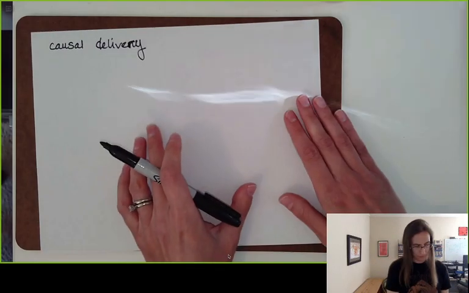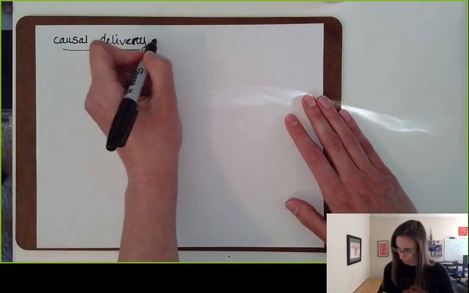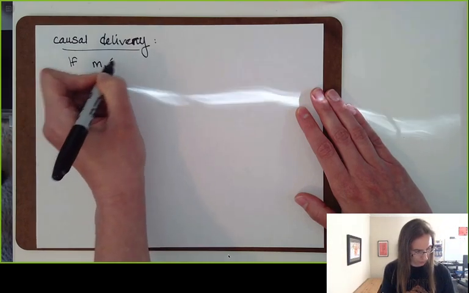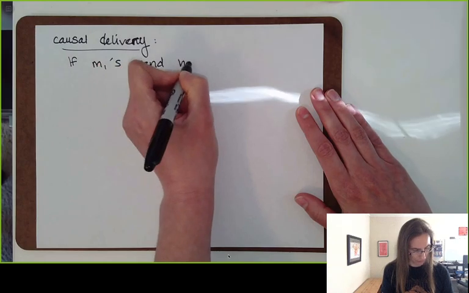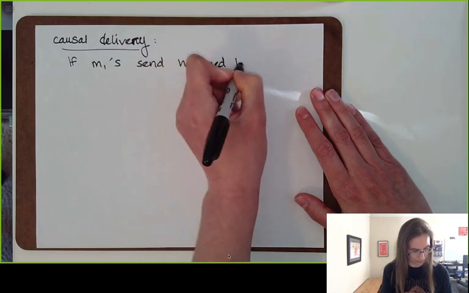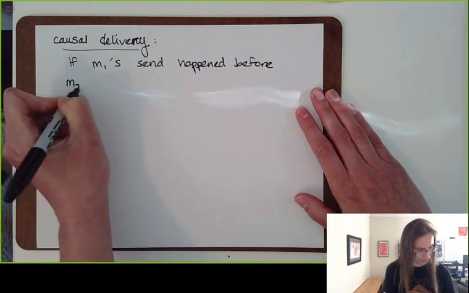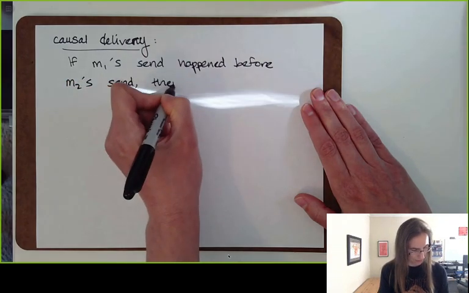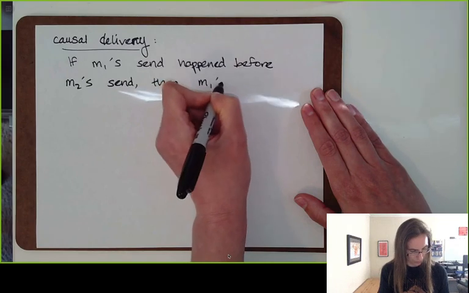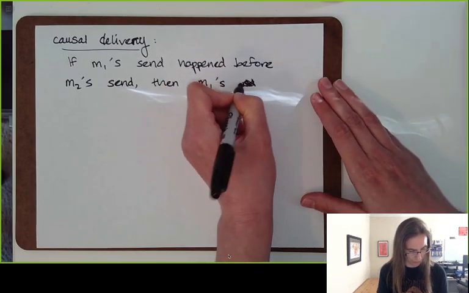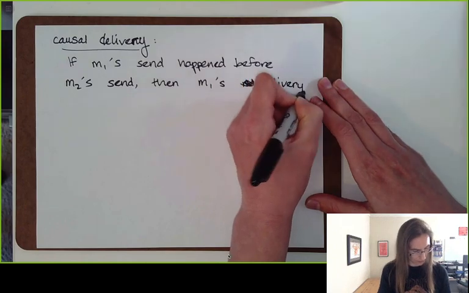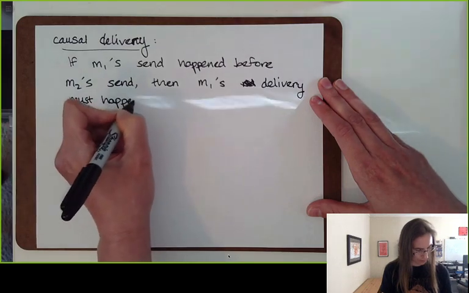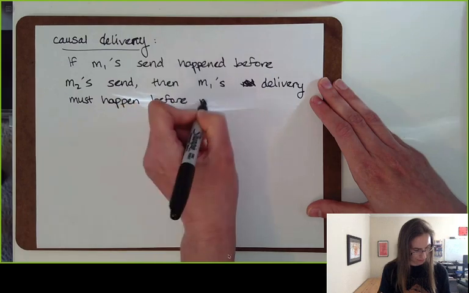So to be precise, we want to say if message 1's send happened before message 2's send, then message 1's receive, or delivery rather, must happen before message 2's delivery.